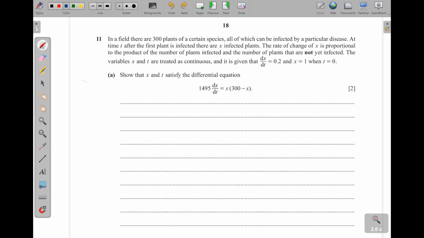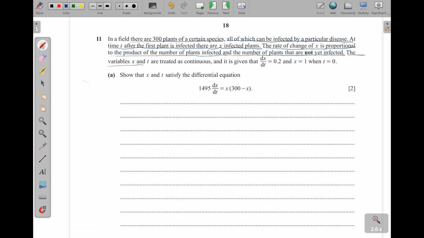Question 11. In a field, there are 300 plants of a certain species, all of which can be infected by a particular disease. At time t, after the first plant is infected, there are x infected plants. The rate of change of x is proportional to the product of the number of plants infected and the number of plants that are not yet infected.